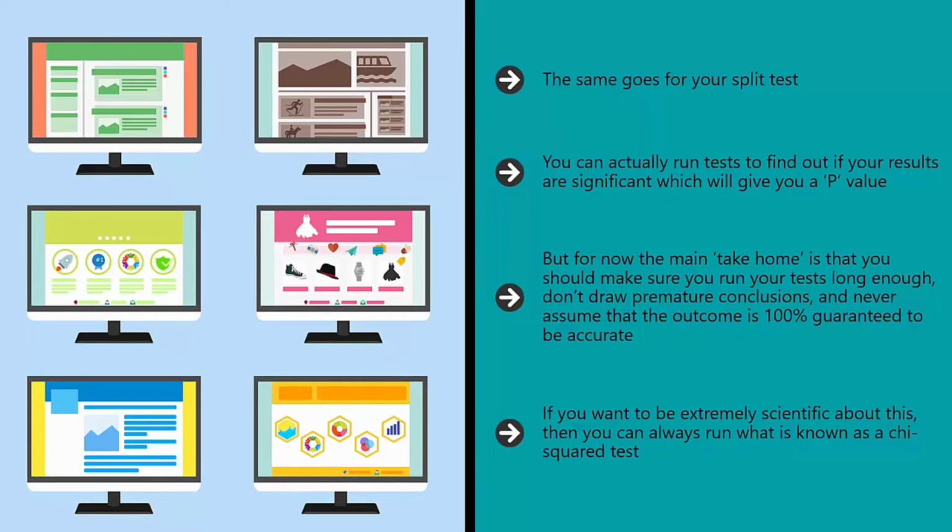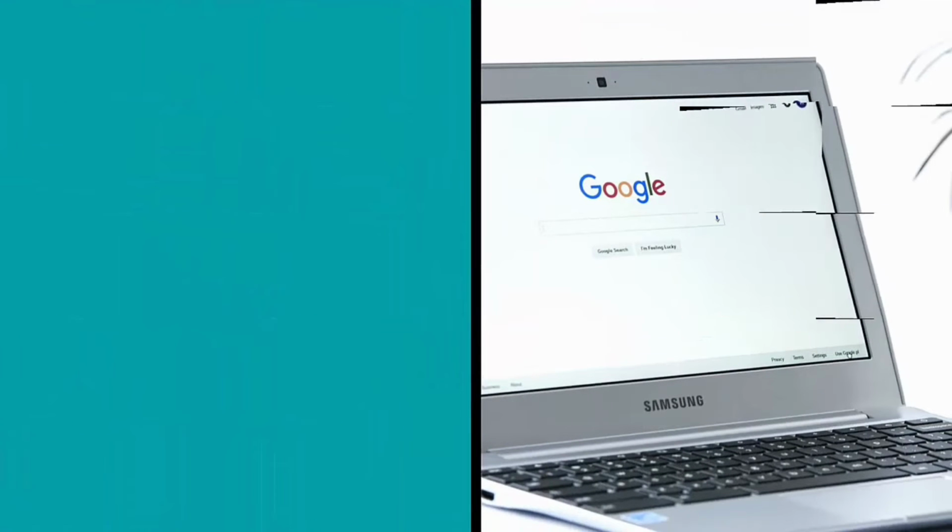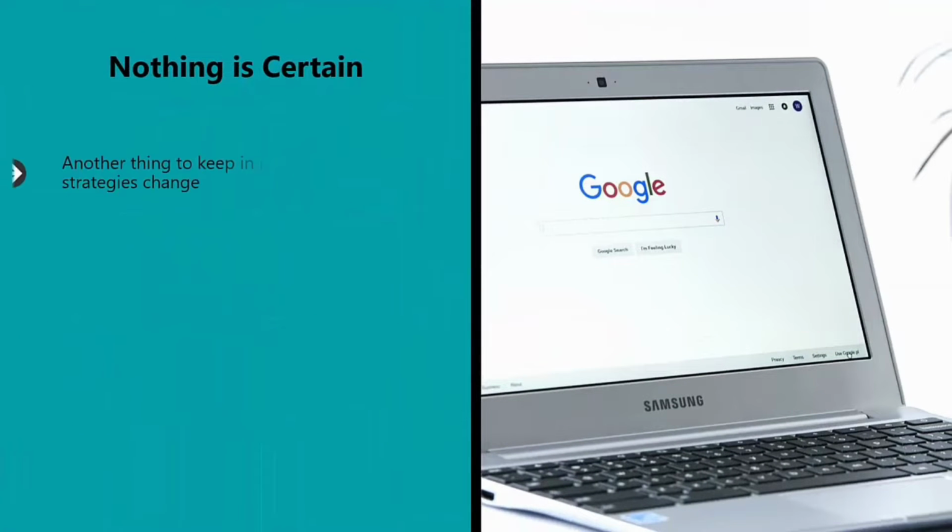You can use the number of impressions on each page in order to do this, or the page ranking over a given amount of time. Nothing is certain. Another thing to keep in mind is that SEO strategies change.